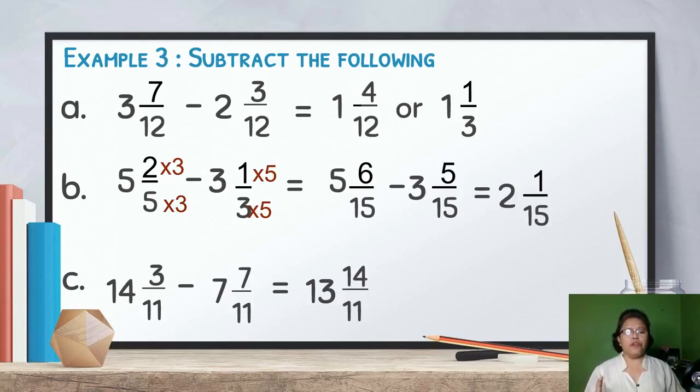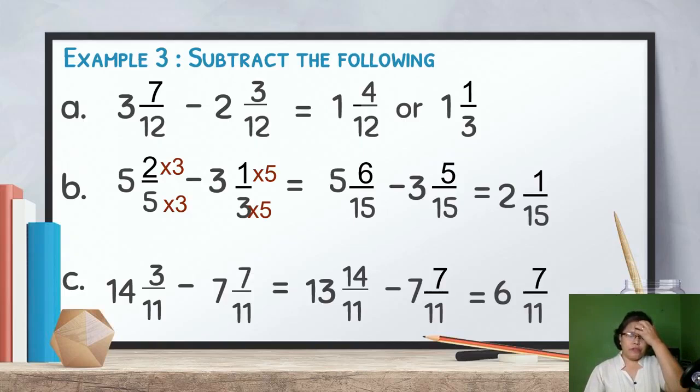So, yung one whole fraction dyan is 11 over 11. Yung hiniram nating isa, dinagdag natin sa 3 over 11. So, you now have 13 and 14/11 minus 7 and 7/11. So, this time, pwede na siyang i-minus, di ba? So, 13 minus 7, you have 6. And then, yung 14 minus 7, pwede na. Kasi mas malaki na yung nauna eh. So, 14 minus 7 ay 7 lang din. So, 7/11. So, final answer natin is 6 and 7/11. Alright?